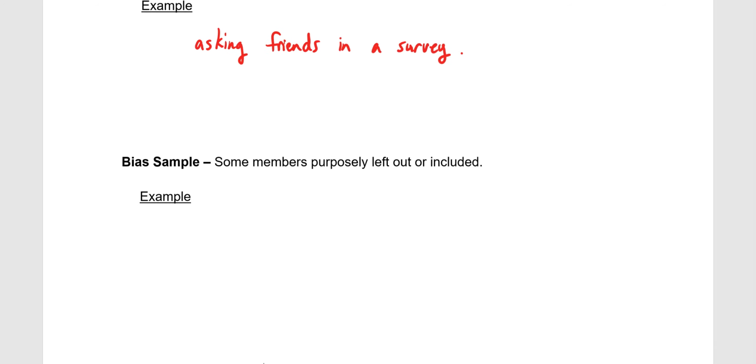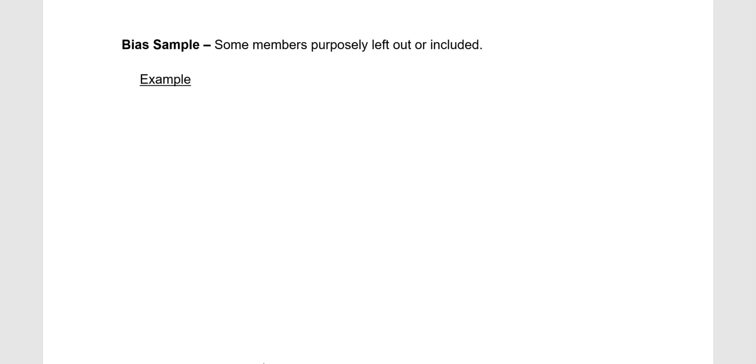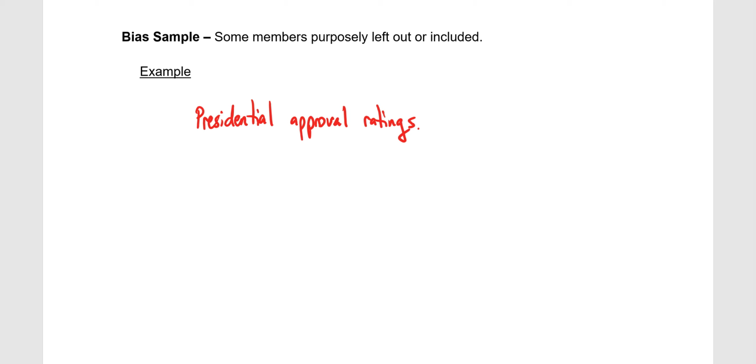And then the other one here is a bias sample. A bias sample is when some members are purposely left out or purposely included in the sample. A pretty good example of this would be the presidential approval ratings. Chances are if you're flipping between certain news stations, the presidential approval ratings are going to be different. And that is most likely because the sample that they chose was a bias sample. They purposely included or left out some members for their sample.